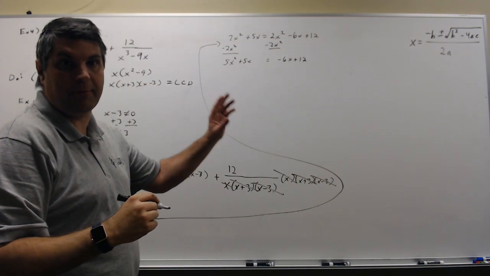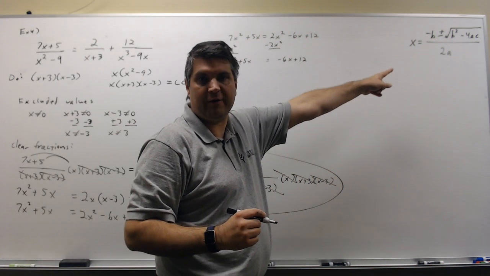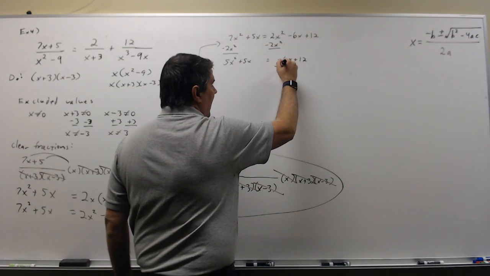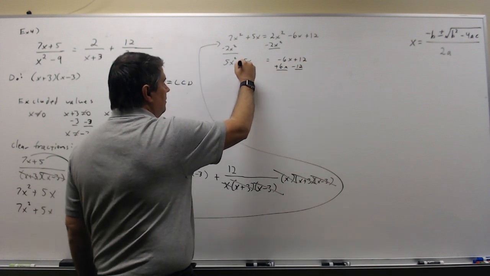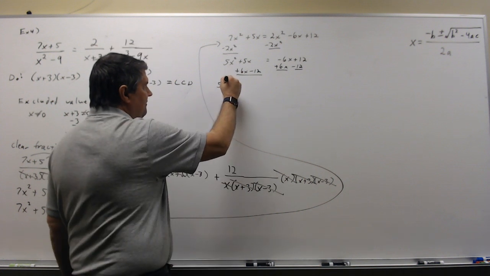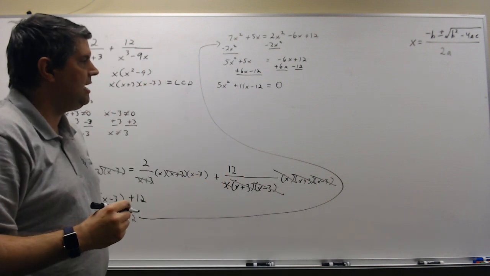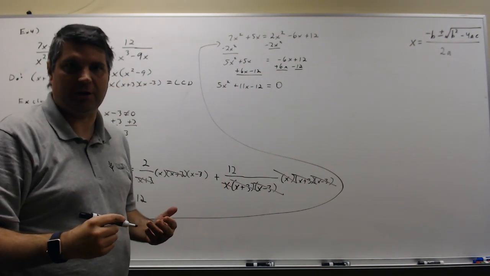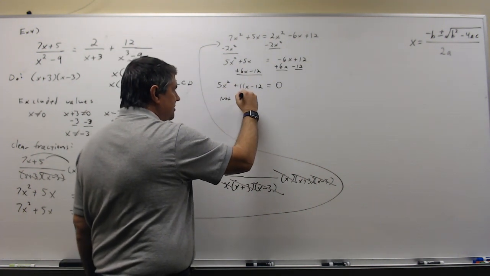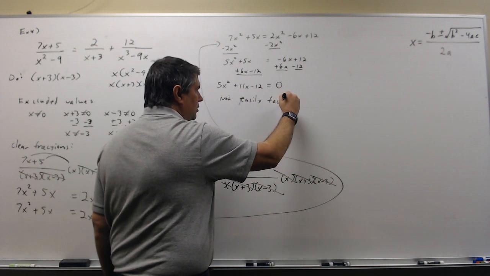Okay, well, to make this possibly doable by the quadratic formula or by factoring, what I need to do is bring everything over to the other side to make this 0. So now I have 5x squared plus 11x minus 12 equals 0. Now to me, this is not easily factorable, because I can't take the 5 out of all the terms. I consider this not easily factorable.